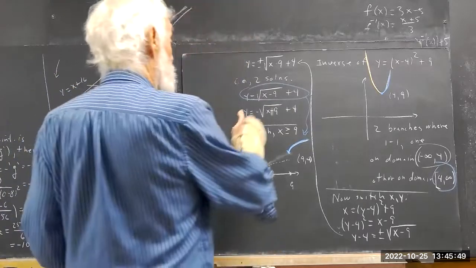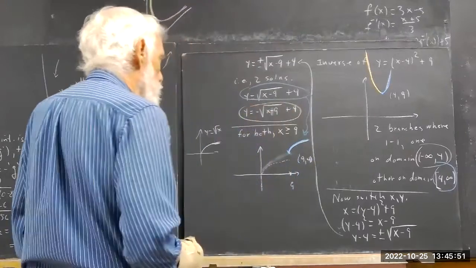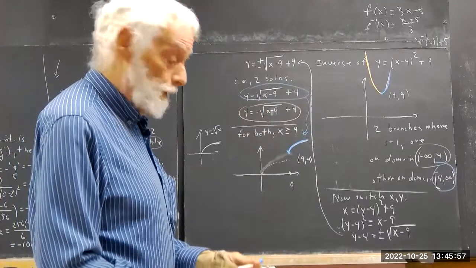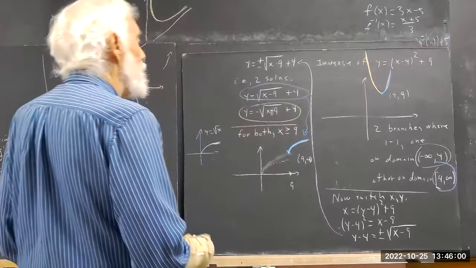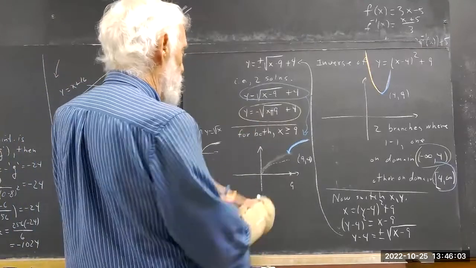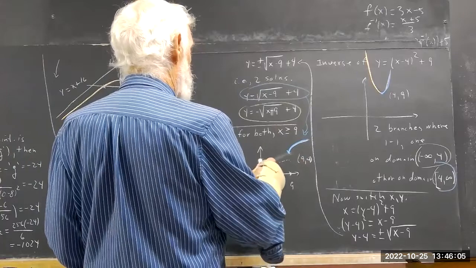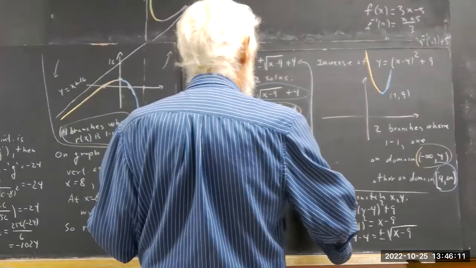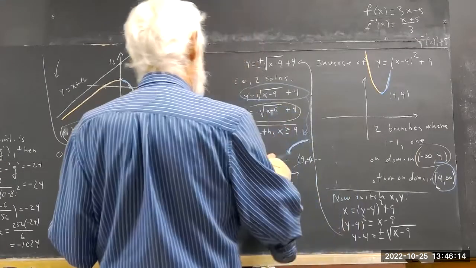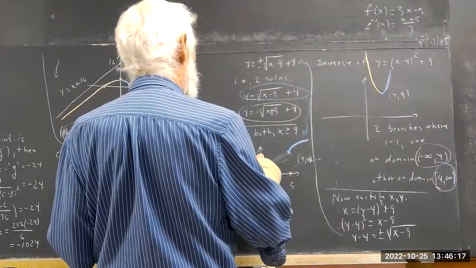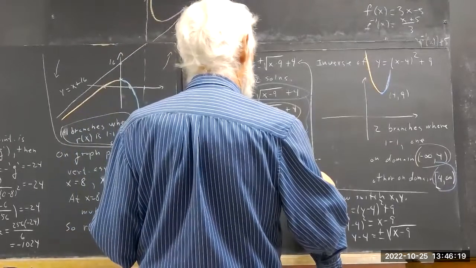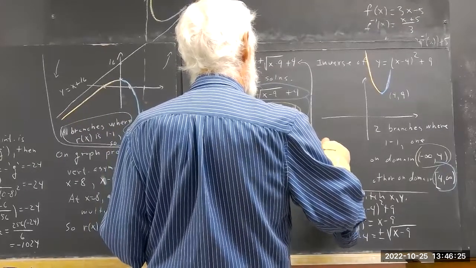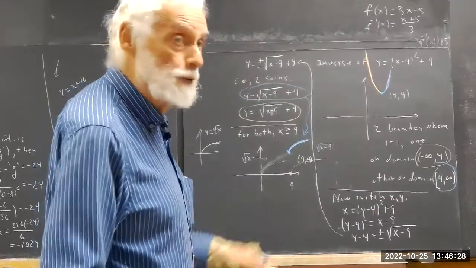If we take this other branch, then we're going to do the negative square root of x minus 9. Here's our square root of x minus 9. So this is like the square root of x here, and this is the square root of x minus 9 shifted 9 units to the right.